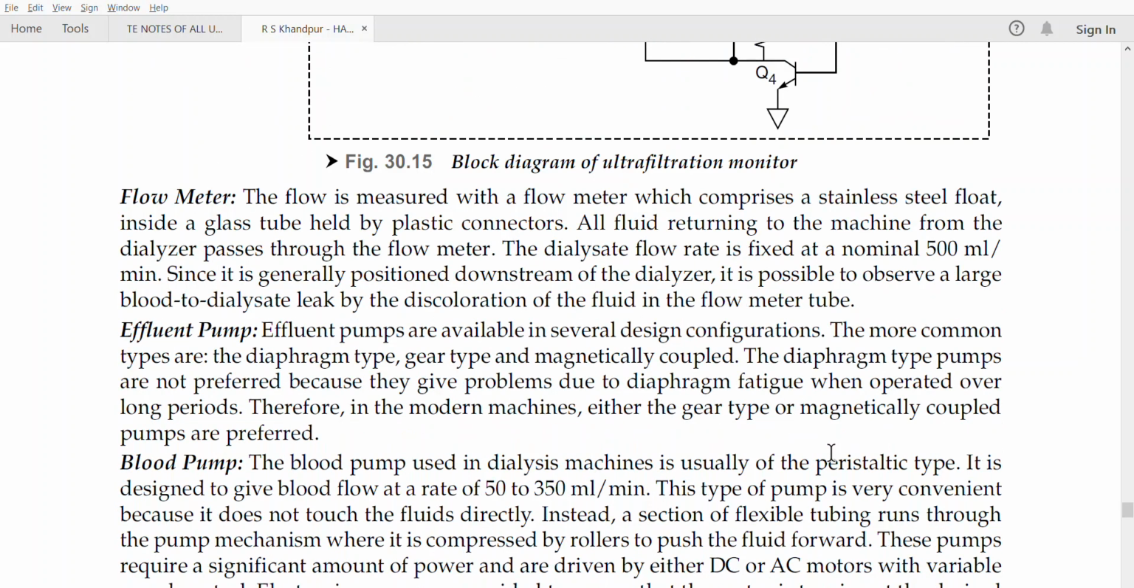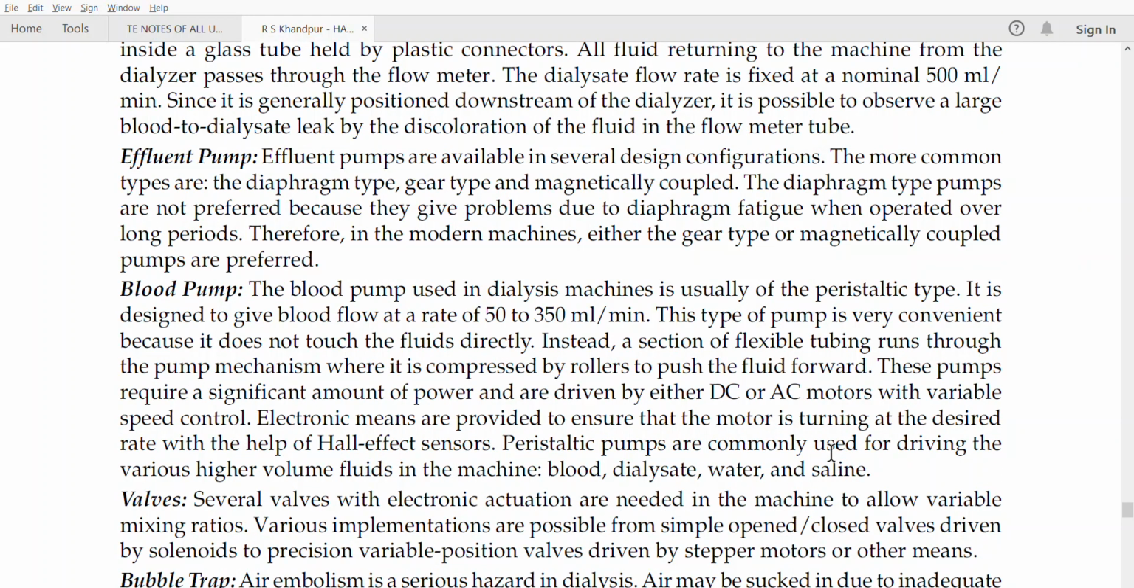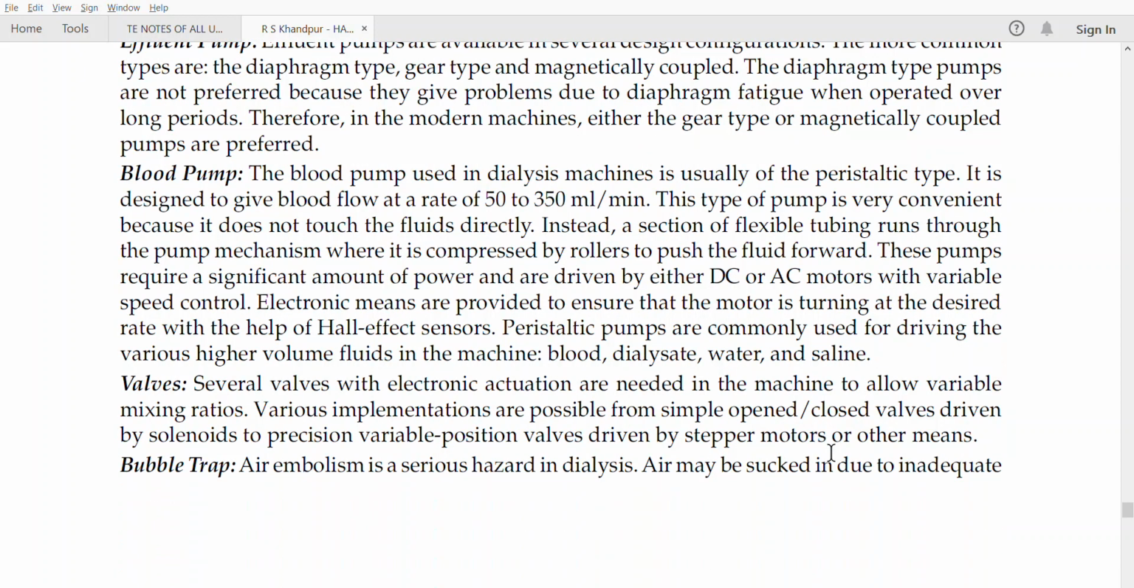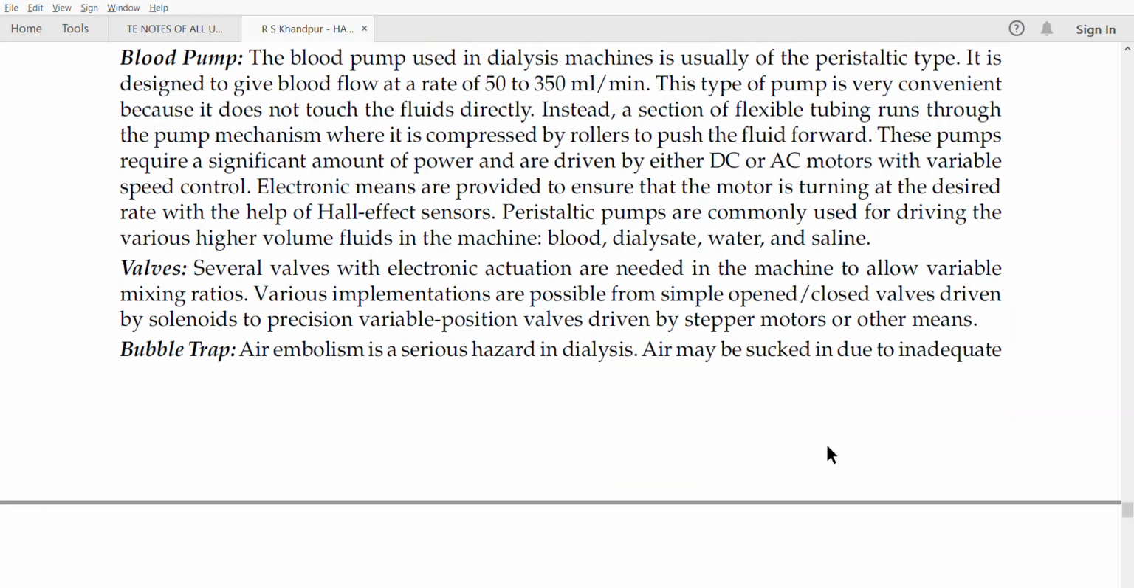There are also other sensors such as flow meters, as you saw in the block diagram: the effluent pump for removing the effluent out of the system, and the blood pump for pumping the blood. Usually the flow rate is 50 to 350 ml per minute. Valves control the movements, and they are predefined. Then the bubble trap, which you would have read about in the venous pressure measurement.